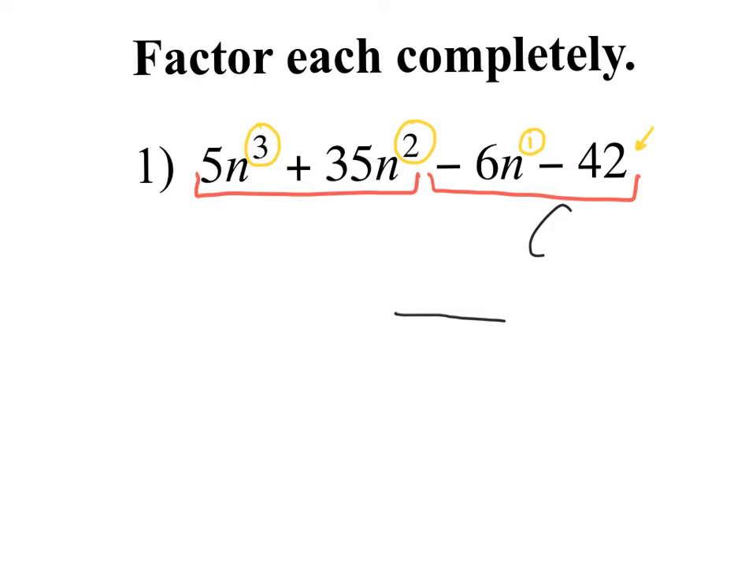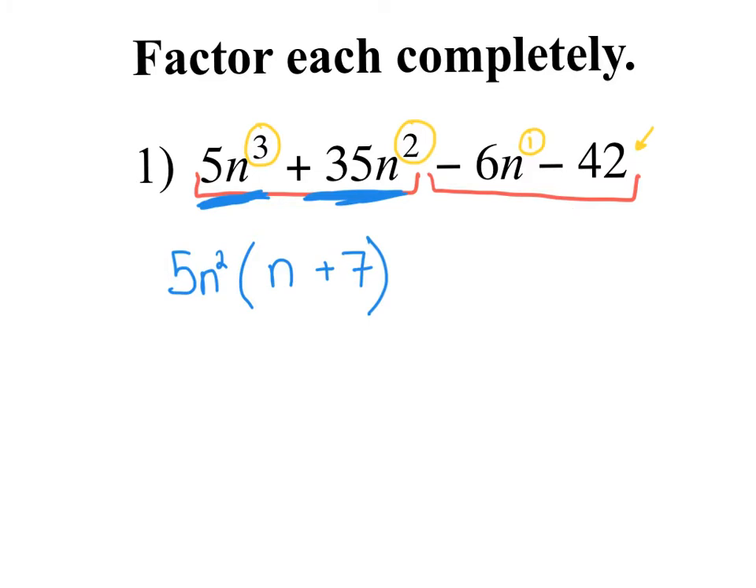On this one, the first grouping, we're looking for the greatest common factor of 5n cubed and 35n squared. I'm pretty sure I could pull a 5 and an n squared out of both of them, but that's it. Now if I took 5n cubed divided by 5n squared, it's going to leave me with n. If I took a positive 35n squared and divided by 5n squared, it's going to leave me with a positive 7. Okay, so there's the first thing. Let me get rid of some of this wonky stuff here. Okay, good.